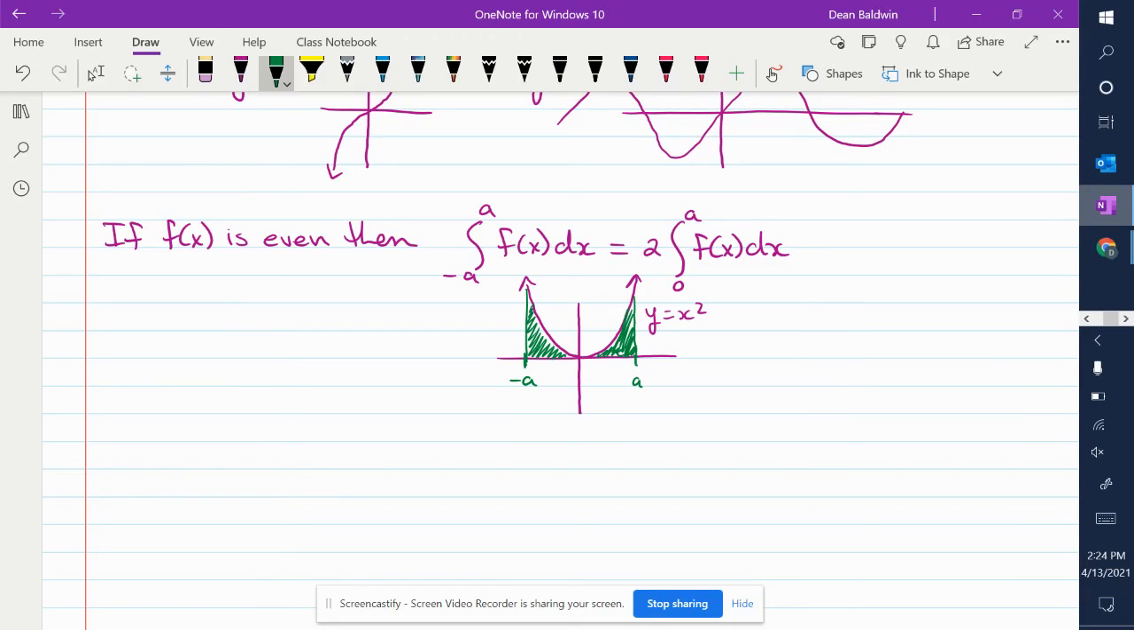function, then you can see the area under the curve on the left, the green part, is the area on the right, the green part. Everybody agree with that? So if that is the case, these two have to be the same. Well, one's negative, but one's positive. It's equidistant on either side of the origin. You can just go from 0 to a and multiply your answer by 2.